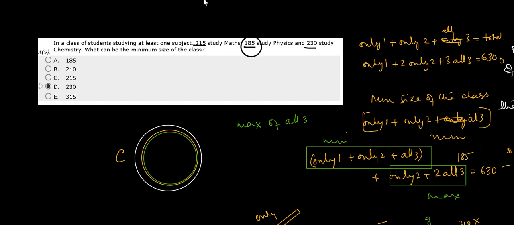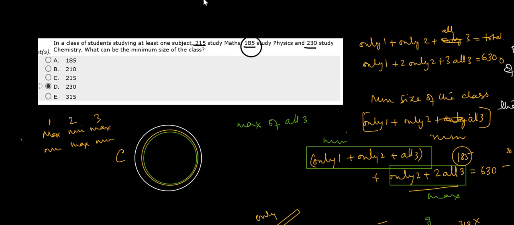Now we know that when all 3 is maximum, only one is also maximum, and only two would be minimum. One, two, three: when one is max, three is max, and two is min. And one is min, three is min, two is max. We just proved that, right? So this is the order. So I'm trying to find out the maximum of only two plus twice of all three.